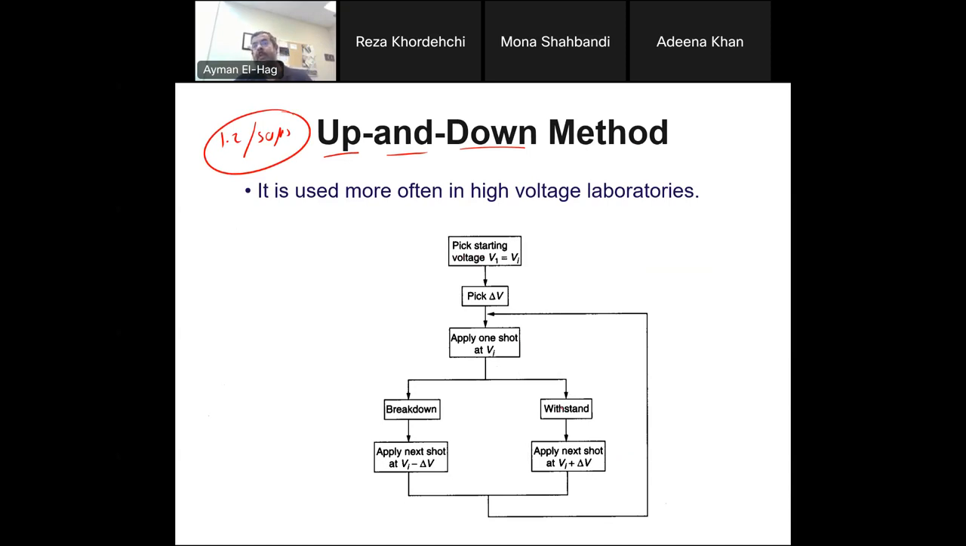If the insulator withstands that voltage, we apply the next shot with a plus delta. If it withstands, we apply the next shot, and so on and so forth. If it breaks down, then we apply the next shot with a minus delta. After the first breakdown happens, you do the test 10 times and you count that.